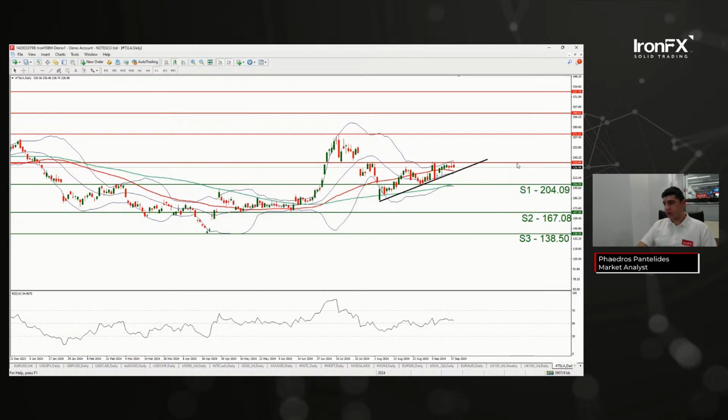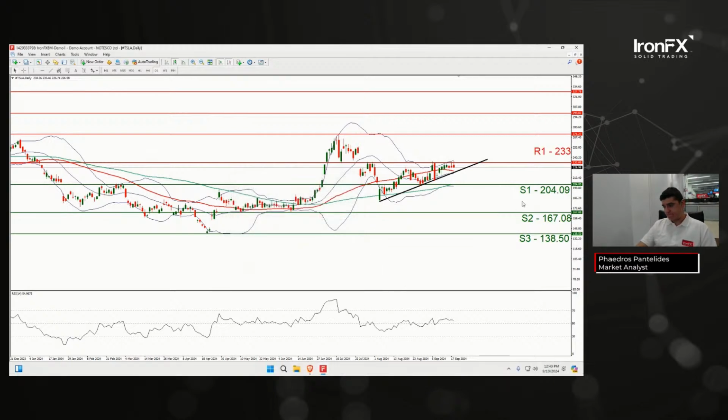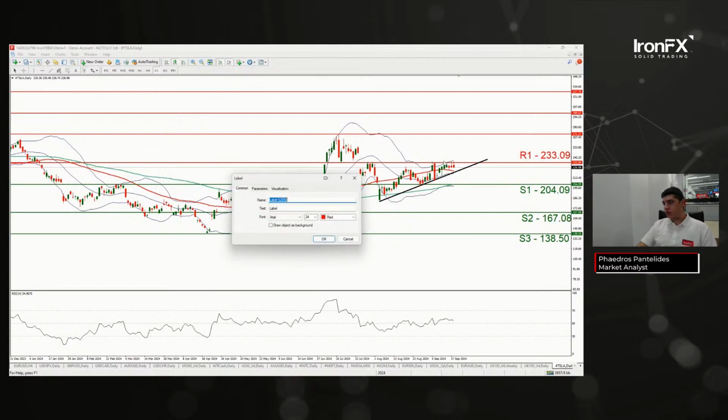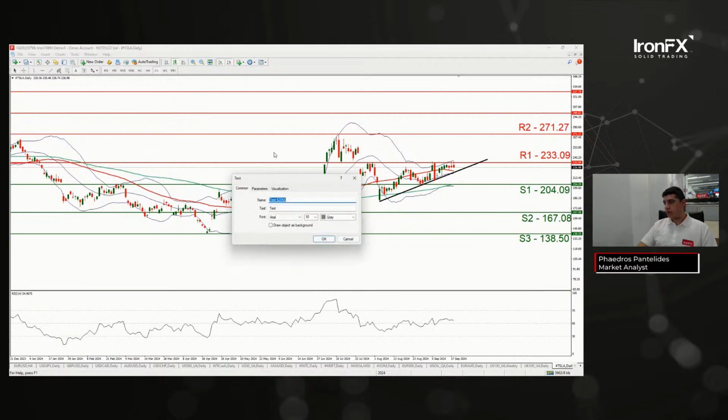Resistance is where it's meeting currently, resistance at 233.09. Then for R2, 271.27, which is this high that was formed around here. So it sought, found resistance, and moved lower. Then for R3, 299.02.